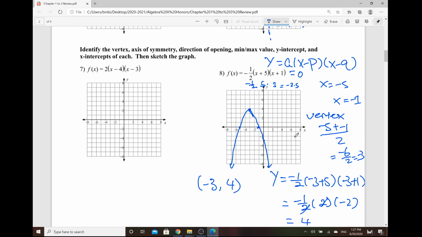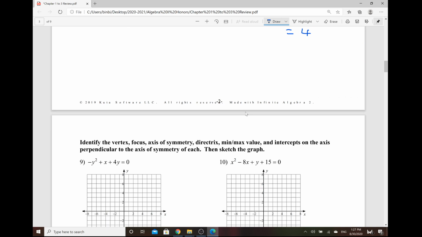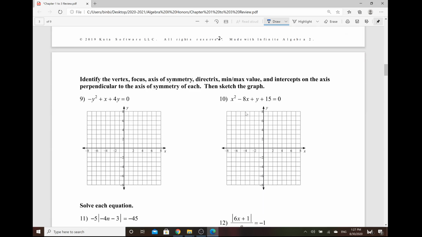So eventually it's going to be like that. Okay, so now let's see what else we have for this. Another one, the vertex form.